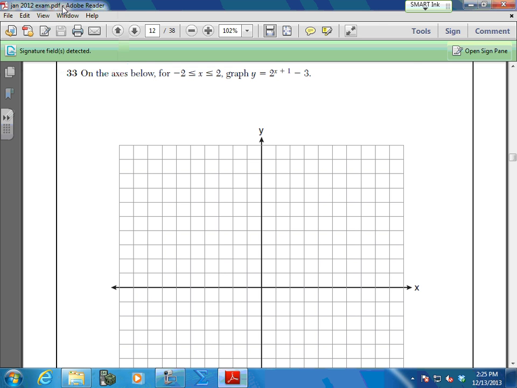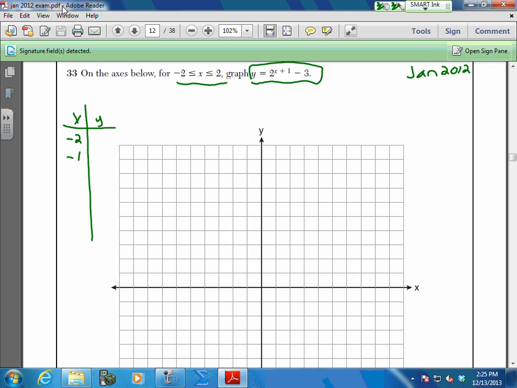Okay, we're going to finish up your January 2012. Now in number 33, they ask that you graph this exponential equation. It fits right into your y equal. They want you to use this restricted domain. So when you put that in your y equal, you only need the numbers from your domain from -2 to +2. Those are the only numbers to put in there.